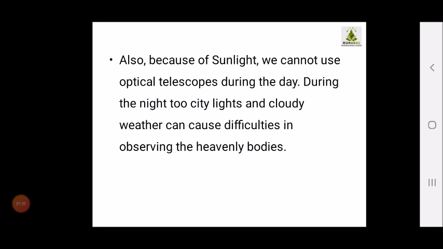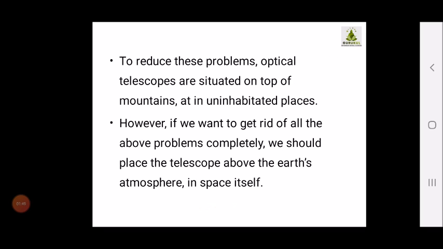Also, because of sunlight, we cannot use optical telescopes during the day. During the night, too many city lights and the cloudy weather can cause difficulties in observing the heavenly bodies. To reduce these problems, optical telescopes are situated on the top of the mountains and in uninhabited places.